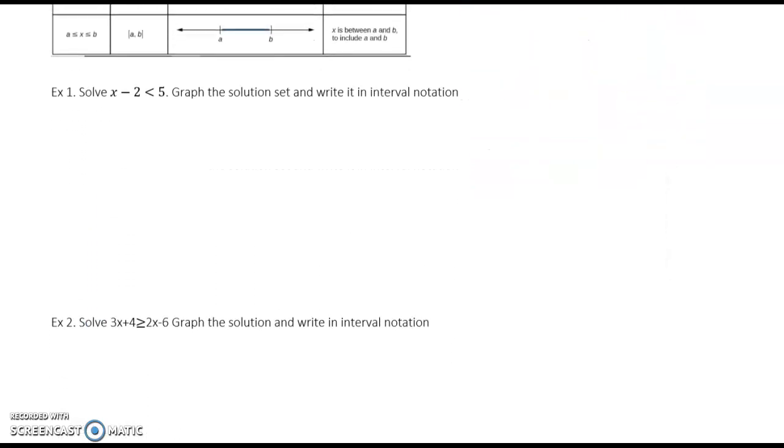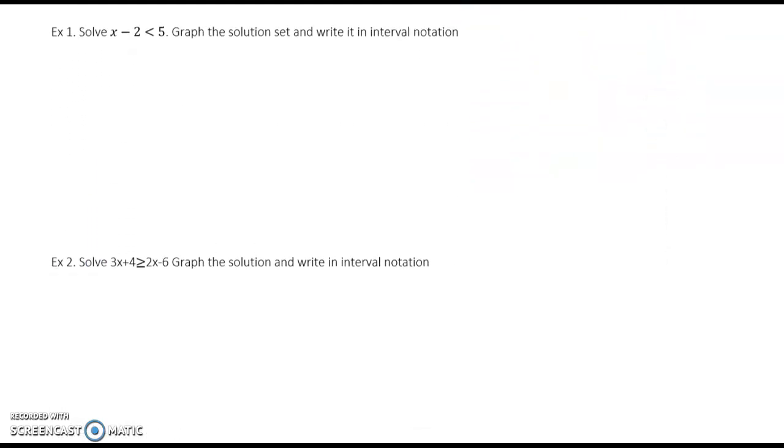All right, moving on to some examples. We're going to go ahead and solve x minus 2 is less than 5, graph the solution set, and write in interval notation. So what we're going to do here is what we did with the linear equations. We're going to go ahead and isolate the variable. So in this case, I'm going to add 2 to both sides. And so what I get is x is less than 7. So that's my answer because I already isolated the x on one side of the inequality.